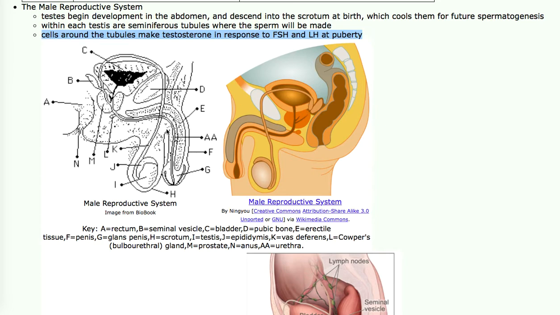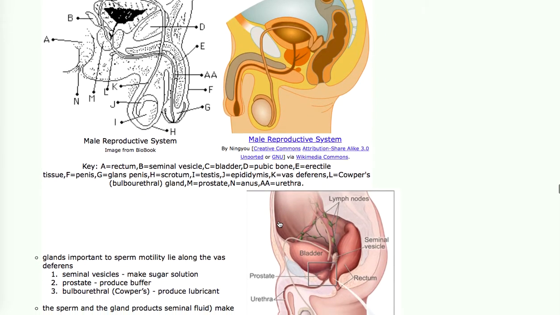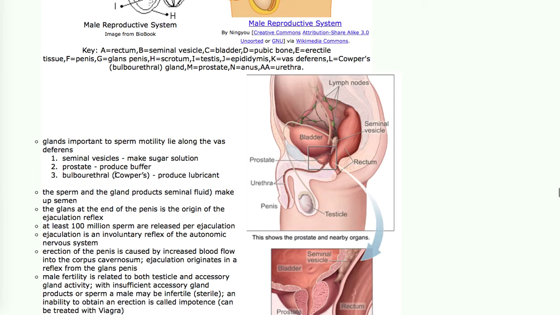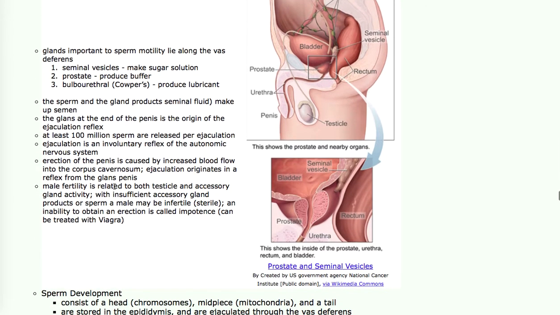There's some non-reproductive parts shown here. The N is the anus and A is the rectum. For a male to get a prostate check, a finger has to be inserted through the anus, and then through the rectal wall you can feel the prostate. If there's nodules or lumps on it, it needs to be checked out because the prostate gland is the most cancerous tissue in a male body. I've already talked about these glands, so I don't need to go over those again.